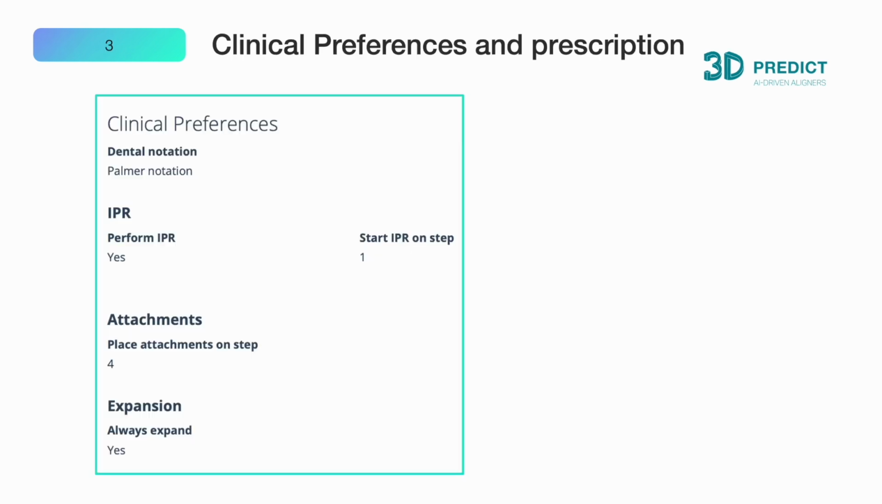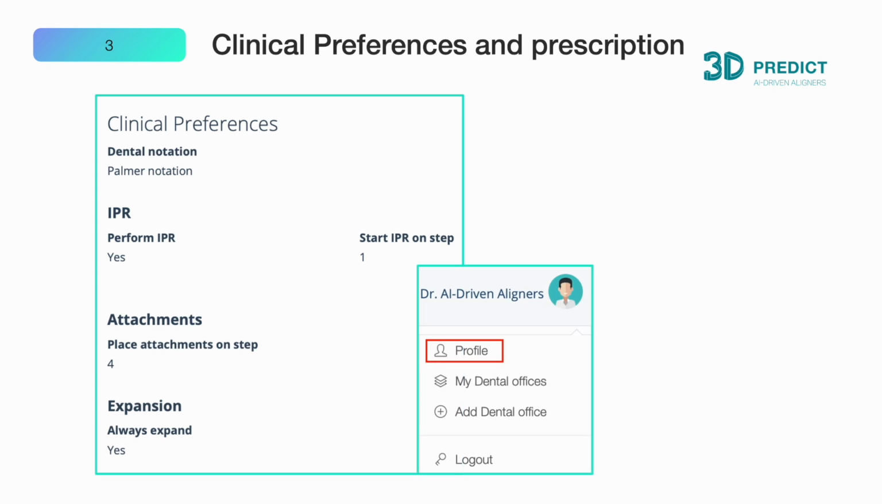The third key is clinical preferences and your prescription. If you go to your doctor's profile, you will find the clinical preferences section. Here you can set up directions that you want followed for every case. For example, this doctor would like to place attachments on step 4 for all of his cases. If you complete this section, this will save you time.